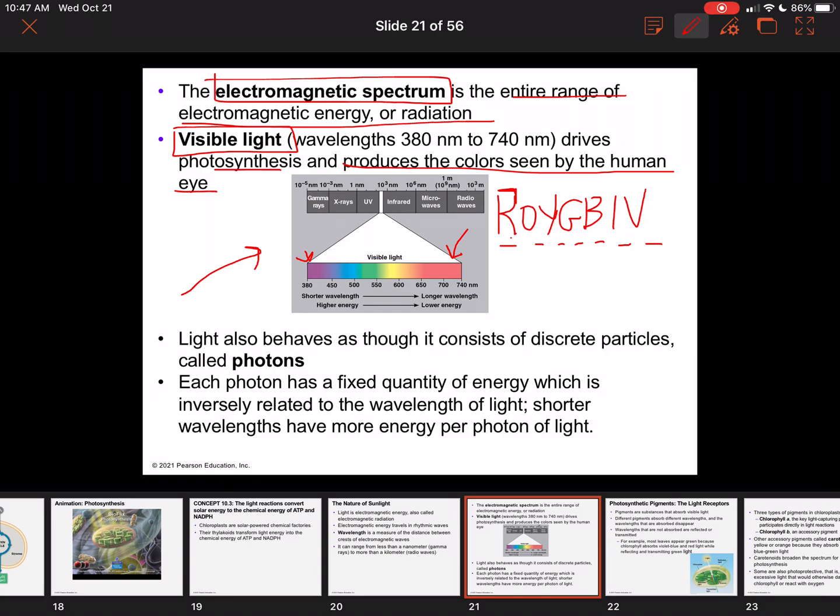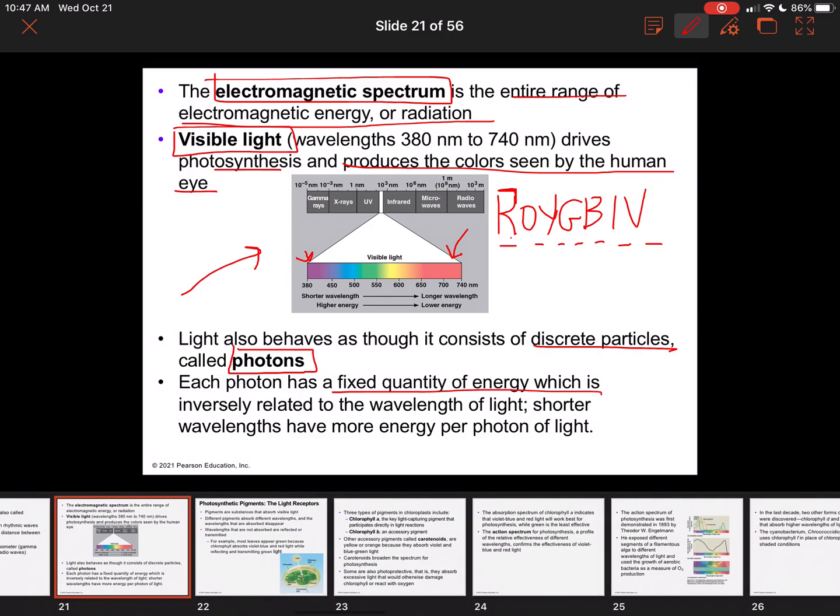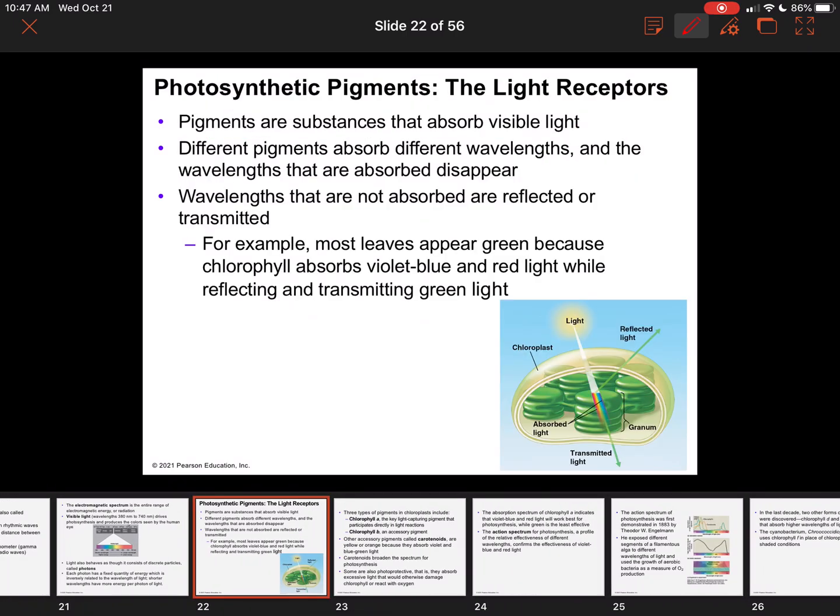It says light also behaves as though it consists of discrete little tiny particles called photons. And so those photons are little bits of energy. So it has a fixed quantity of energy that is related to the wavelength of that light. And so those photons of light are what the plant will pull in to the chloroplast.